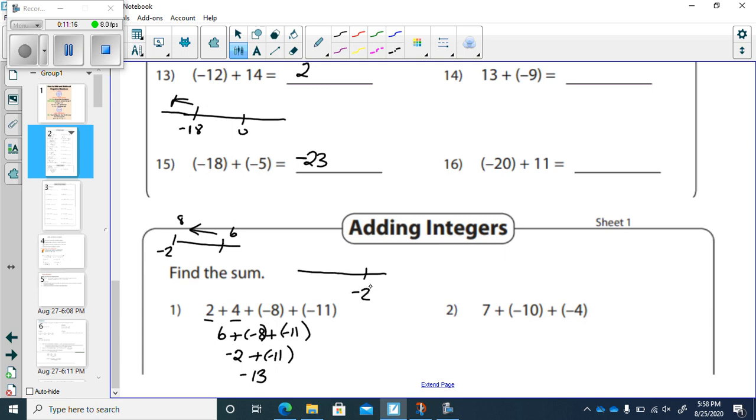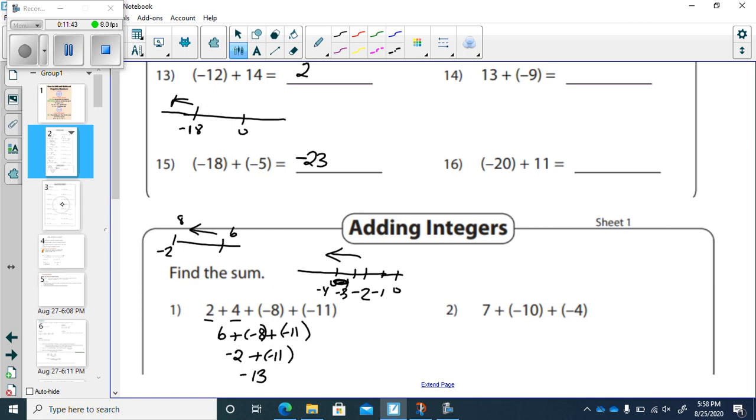Start at negative 2. You see there's negative 1, there's 0. You could go all the way back. You go back 11 spots. This would be negative 2, negative 3, negative 4, because this is negative 1, 0. If I do that, I'm going to wind up at negative 13. Okay?